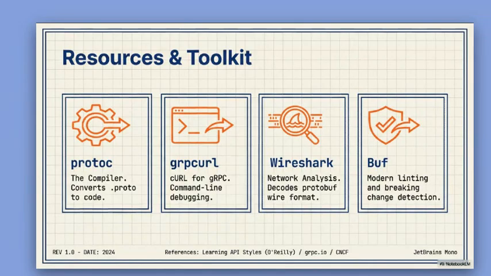And Buf. That's a newer one. Buf is a lifesaver. It's a modern tool that lints your .proto files. It will yell at you if you try to change a field number and break the contract. It basically stops you from shooting yourself in the foot.